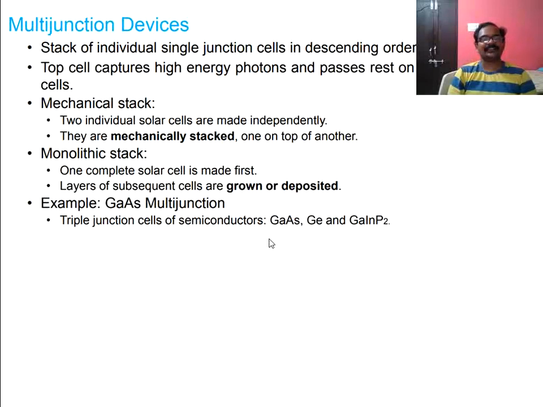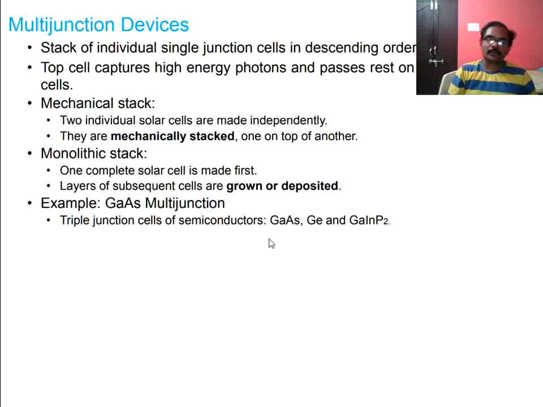Say, for example, let's take the example of cadmium telluride. First I will fabricate a cadmium telluride solar cell, then I will fabricate a cadmium sulfide solar cell, then I will keep one on the other, and mechanically stack it. Then I will get a mechanical stack. So two individual solar cells are made independently. They are mechanically stacked one on top of another.